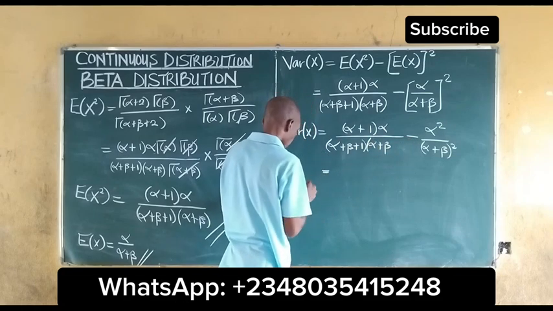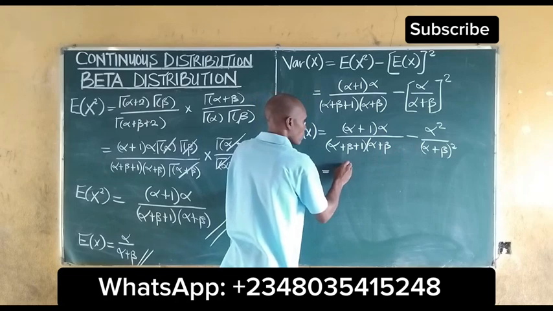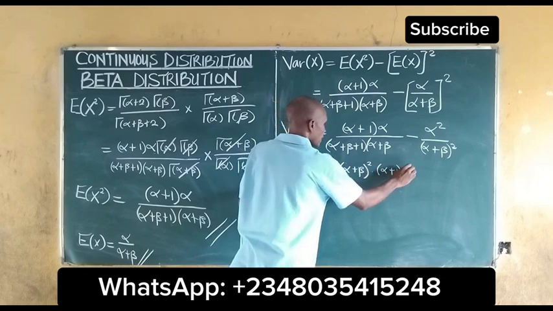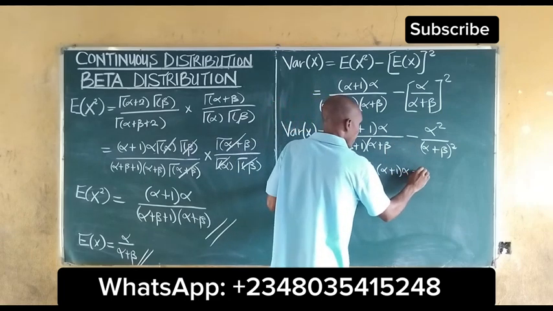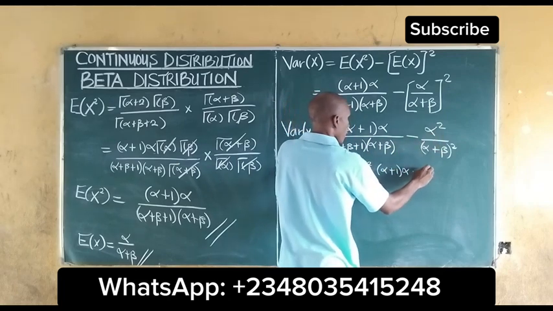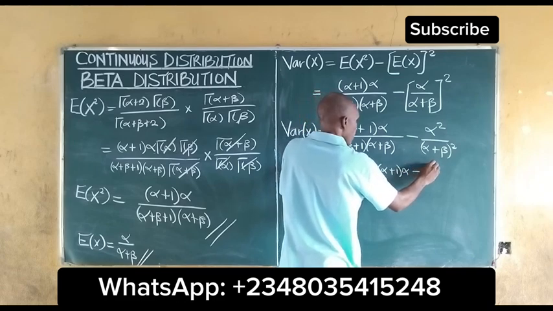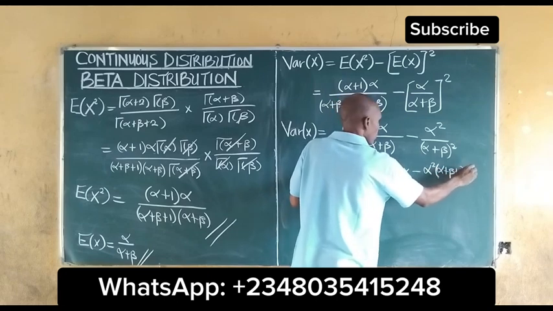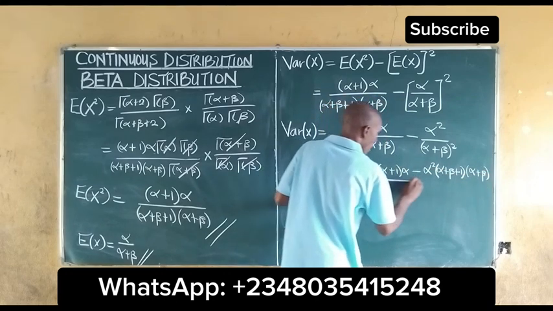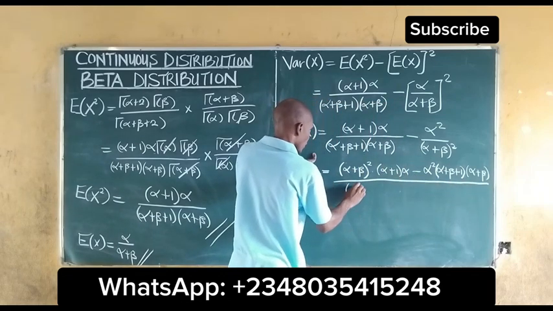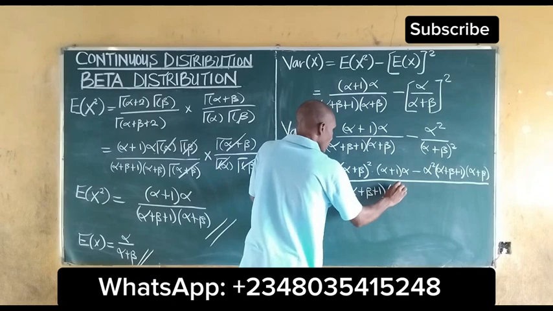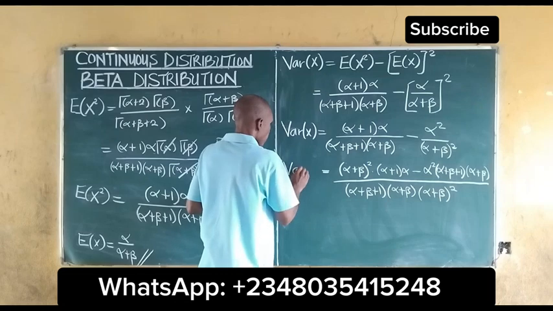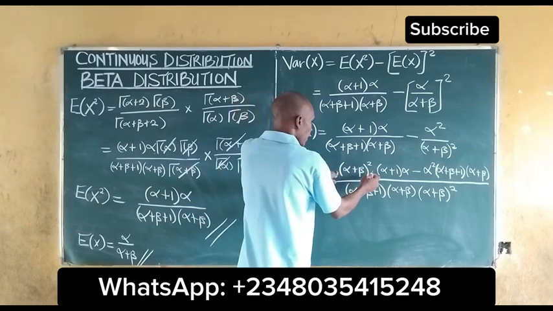Of course, this will multiply this to give us alpha plus beta squared multiplied by alpha plus 1, alpha, minus, of course, this will multiply this to give us alpha squared into alpha plus beta plus 1 multiplied by alpha plus beta, all over, we'll combine the whole of this as the LCM, which is alpha plus beta plus 1, alpha plus beta, and alpha plus beta squared. The whole of this becomes our LCM.